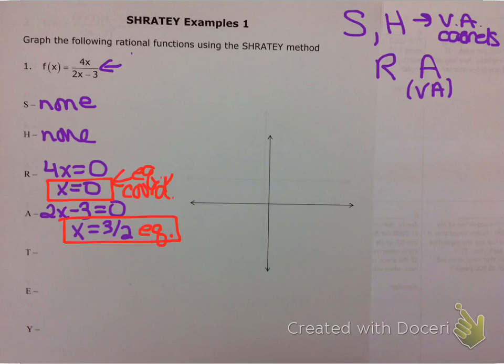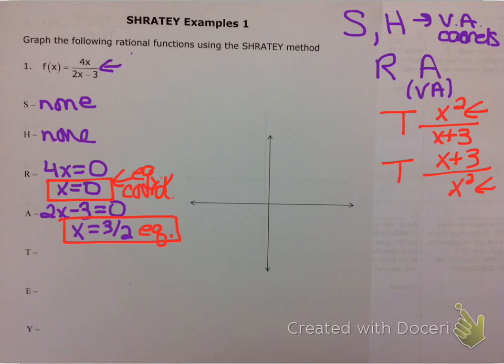Okay, the T step is what we call a special behavior step. If you look at your reference handout, it wants you to look at the numerator and denominator and decide if you have any squared factors. So for example, if I had x squared over x plus 3, then I have a factor that's squared on top. If I flipped that, if I had x plus 3 over x squared, then I would have what they call a special squared factor on bottom.